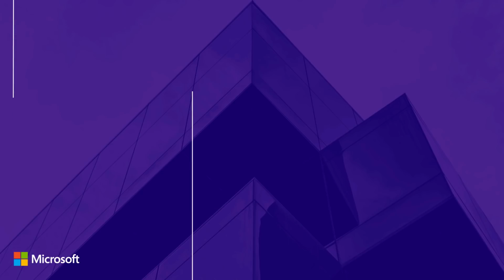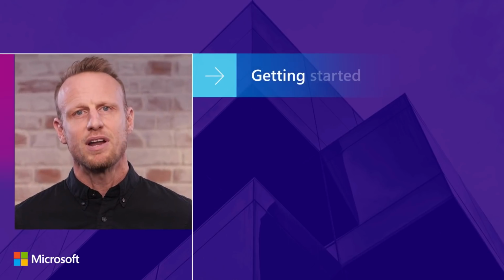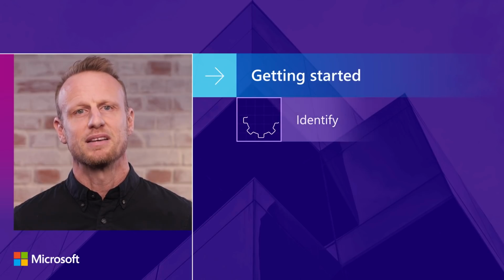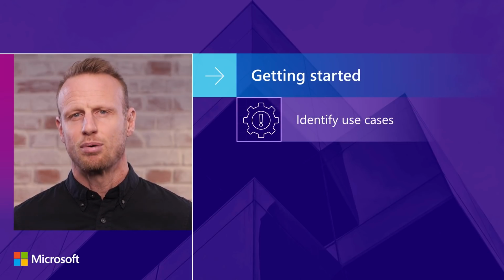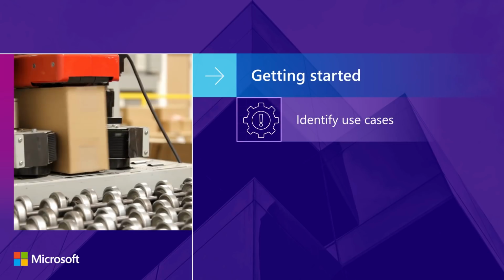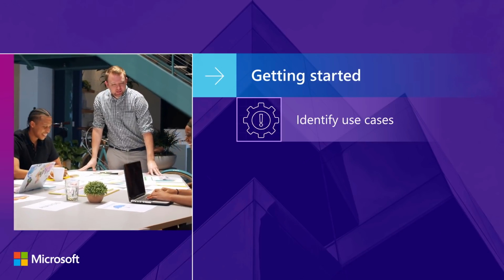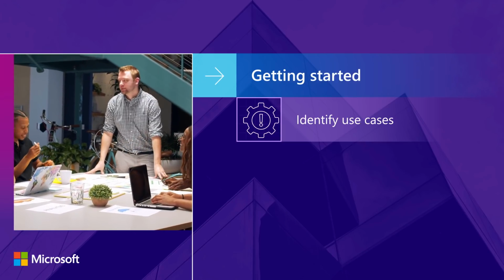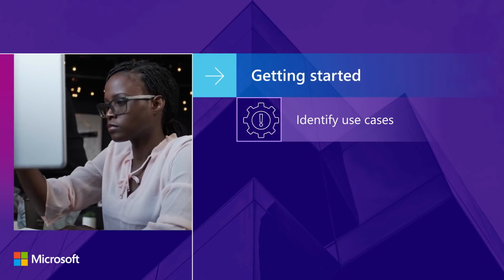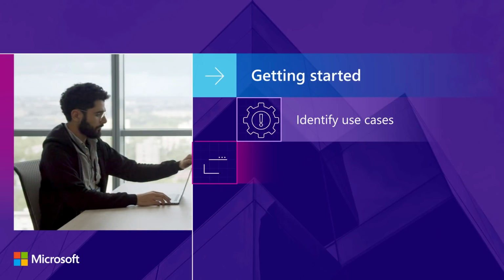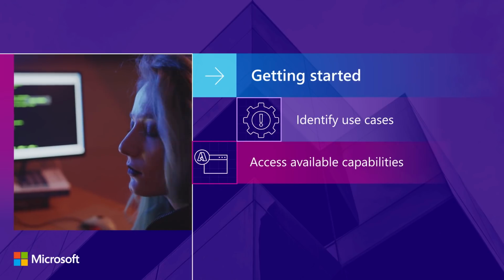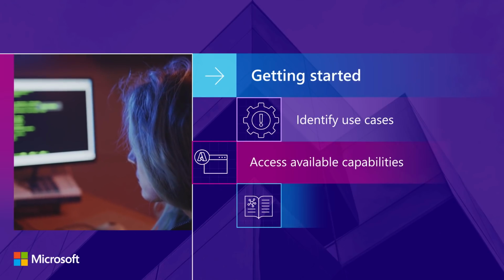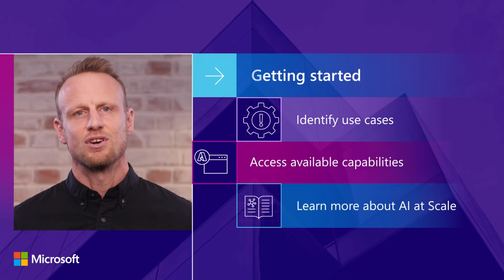So how should you get started? Well, first, think about areas where these capabilities can have the biggest impact. Maybe it's in your product development lifecycle, or optimizing your marketing campaigns, or perhaps in helping identify growth areas for your business overall. Then you can immediately get going by accessing the capabilities of AI at Scale, available today in Azure. And finally, no matter where you are in your journey, it all starts with learning.